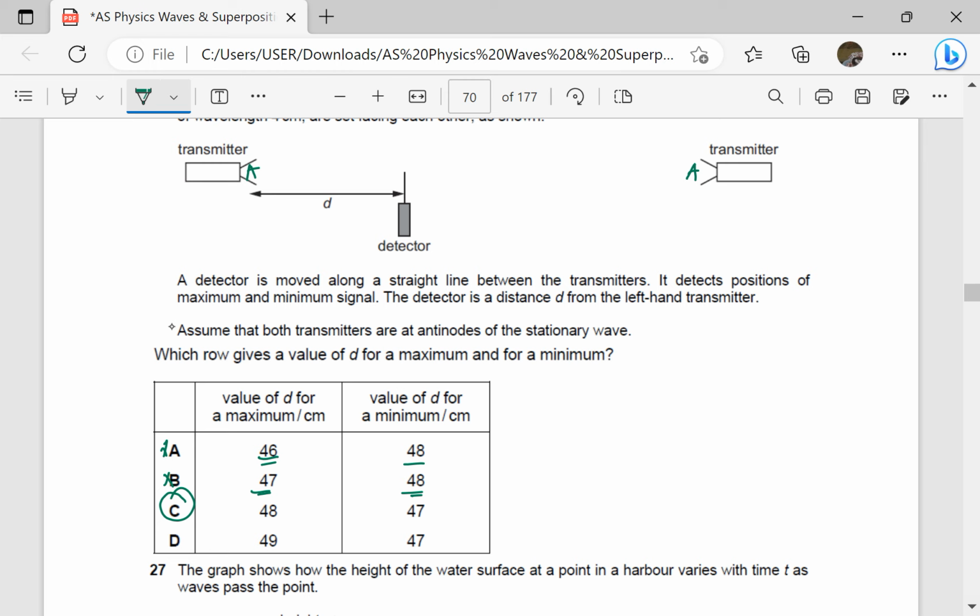Now, why couldn't it be 49 and 47? This would mean the distance between a maximum and A would be 49, and the distance between A and a minimum would actually be 47. So this would not be very applicable. It would be a very great difference. So I will eliminate D.